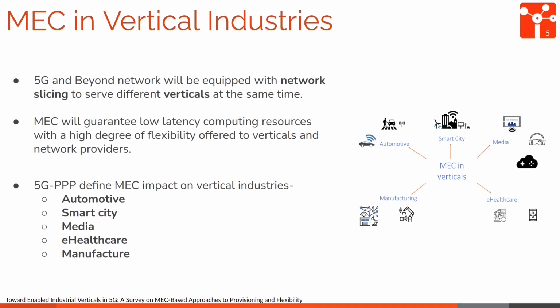For 5G and advanced networks, it is considered that the upcoming network will be equipped with network slicing to serve different verticals at the same time, where MEC will guarantee low latency computing resources with a high degree of flexibility offered to verticals and network providers. According to the 5G public-private partnership, MEC has an impact on different vertical industries. They are the Internet of Vehicles or automotive, smart cities, media, e-healthcare, and manufacturing industries.